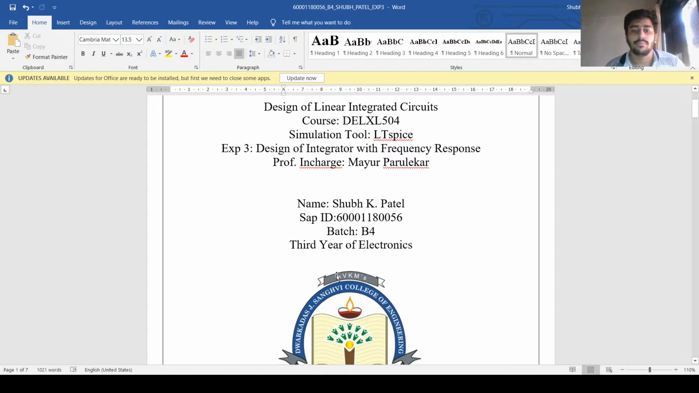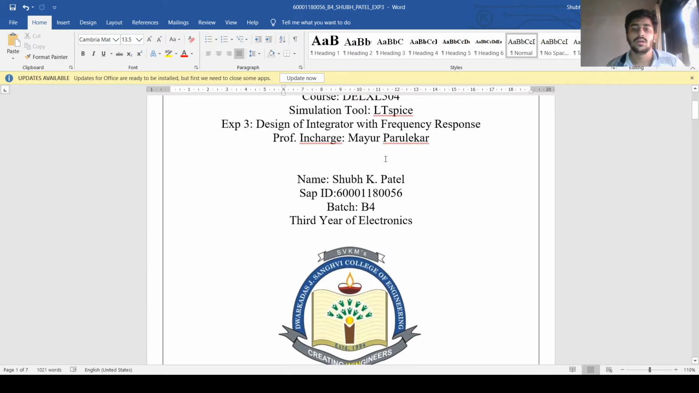In this video, I am going to explain how to design the practical integrator circuit using opamp OP07 on simulation tool LTspice, and I will also explain the frequency response of it. For the construction of the integrator circuit, we will need to calculate the values of resistors and capacitor. For that, let's move to the calculation part.